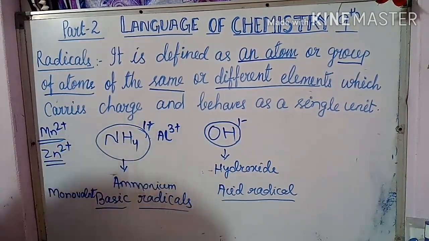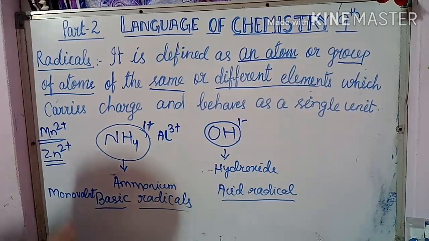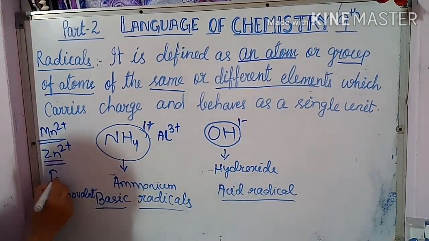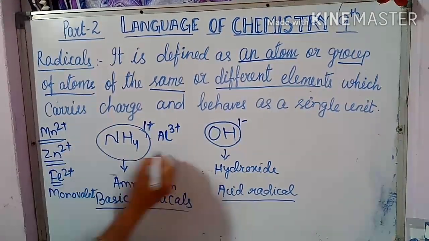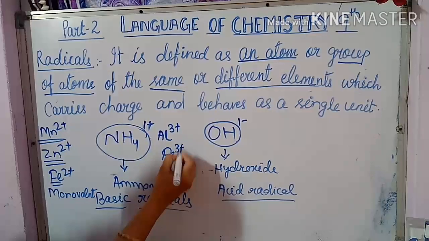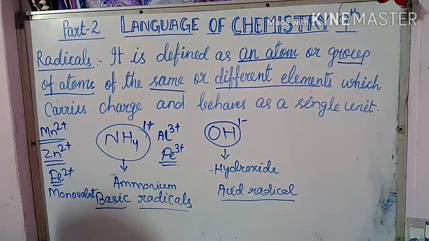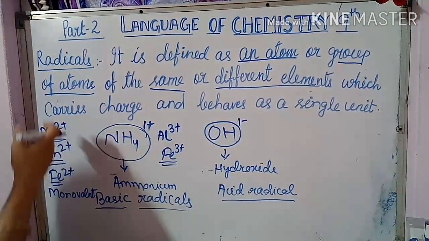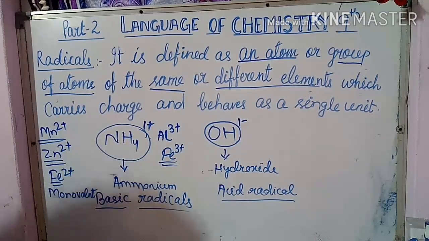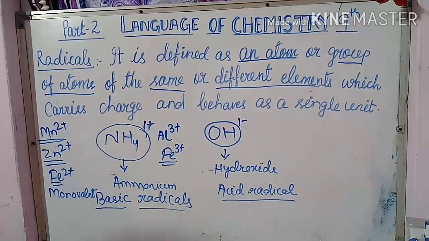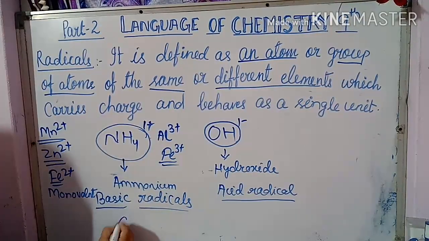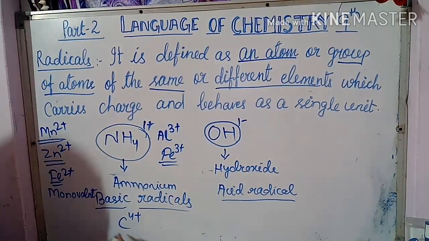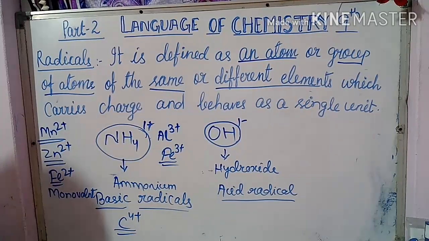Its valency is 3. As I told you, iron shows variable valency. Fe2 plus is a divalent basic radical, but if you take Fe3 plus, then it is a trivalent basic radical. All have a positive sign because they are donating. Again, we can say tetravalent basic radicals also. As I told you about carbon, carbon is 4 plus, so it is a tetravalent basic radical.